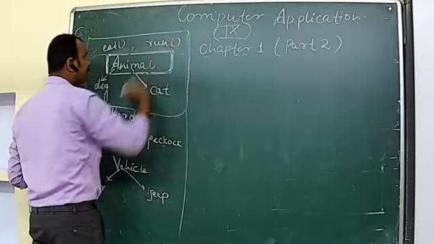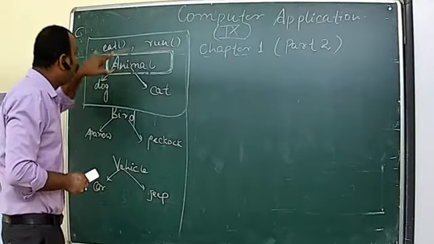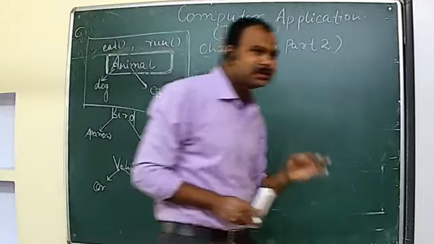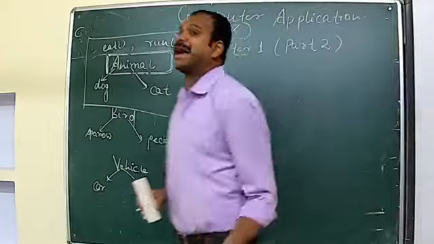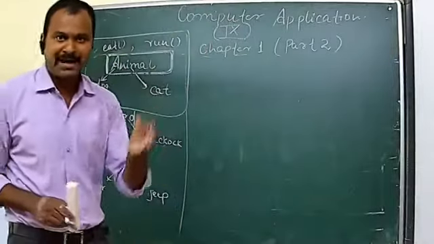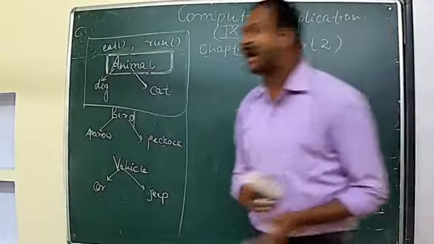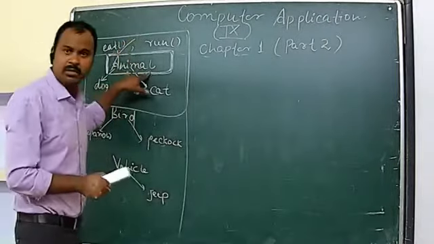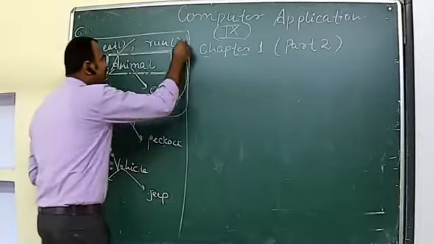Okay, animal. And who will work on this? First of all, let me tell you about the method. A method is the operation of a set of code which performs a task. Clear? A method is a set of code which performs a particular task. So, who will eat? Animal? No. Dog. This dog will eat, or this cat will eat.